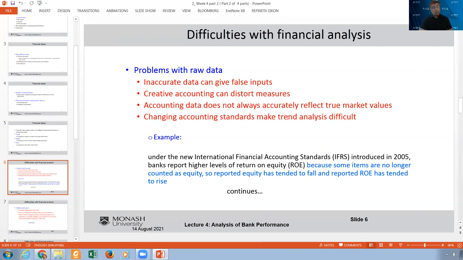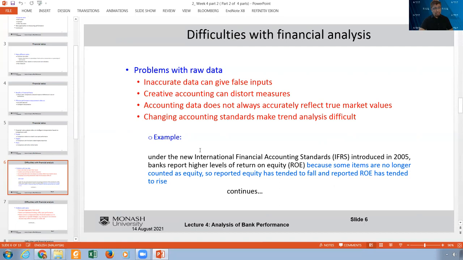Accounting data does not always accurately reflect the true market values, and this is clear because we are only dealing with the historical value. And changing accounting standards, as I mentioned, makes trend analysis difficult. You cannot compare. If you were using LIFO last year, and now you are using FIFO, and you keep shifting between those, then there is always a problem. I'm talking about inventory policies, for example, but you can talk about anything else. Accounting people know what I mean by LIFO and FIFO, and I think you have taken it in the accounting unit, which is the core unit.